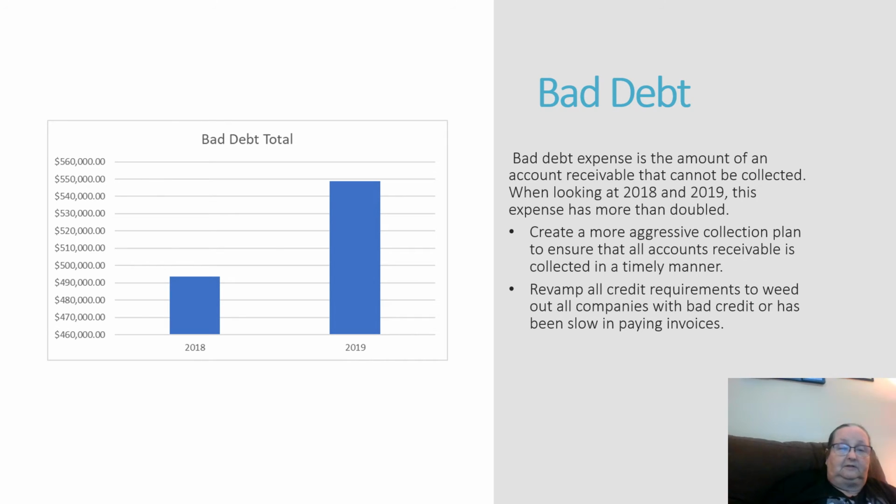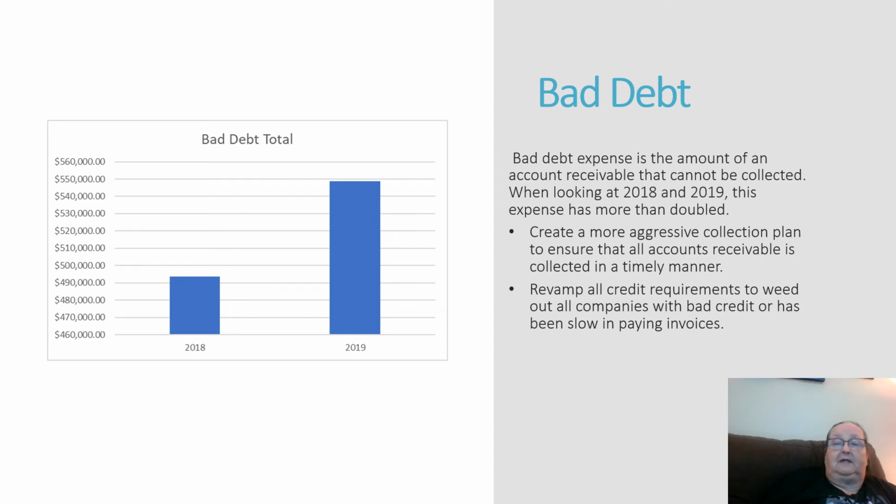The next thing that I looked at was bad debt. Now, bad debt expense is the amount of an accounts receivable that cannot be collected. When looking at 2018 and 2019, this expense has more than doubled from 2018. So therefore, there's definitely a problem and something that we need to really examine.